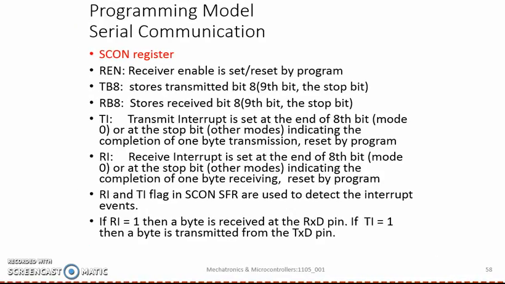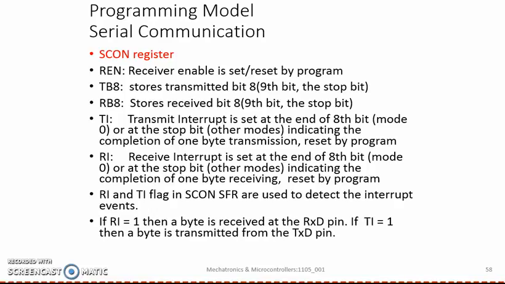We will learn about the SCON register. You have the REN bit, receive enable, which is set and reset by the programmer. TB8 bit stores the 8th bit or the 9th bit or the stop bit. RB8 stores the received 8th bit or the 9th bit depending on the mode of transmission. TI is transmit interrupt, which will be set whenever the 8th bit, or the stop bit in other modes, is completely transmitted, indicating that transmission is completed.